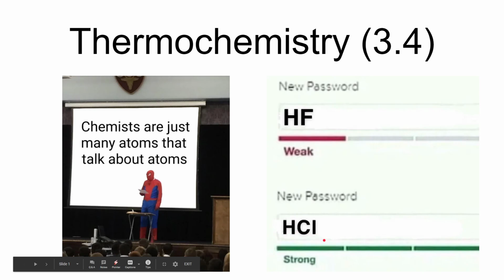So, first of all, Thermochemistry, this is what we're studying, and this is a great meme. Chemists are just many atoms that talk about atoms. This is one of the wonders of the universe. How can a bunch of atoms which are dead, or at least not living, come together to make a living thing that knows it's alive and knows it's made of atoms?